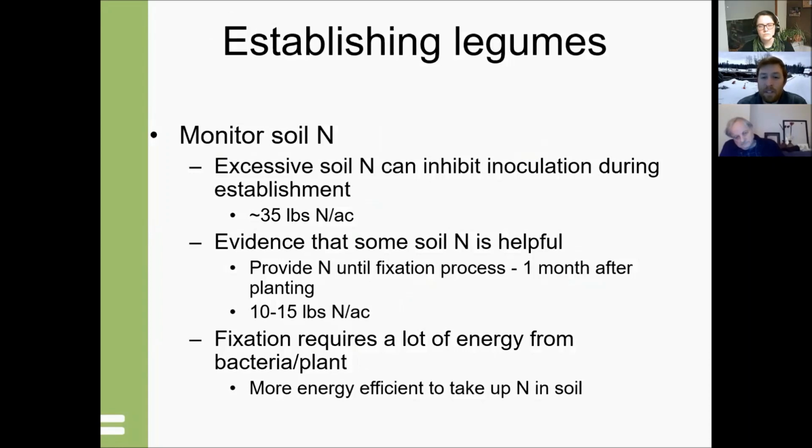However, there is some evidence that a little bit of soil nitrogen is helpful, basically to help those plants until the fixation process is able to start kicking in. From what I've read, around 10 to 15 pounds of nitrogen per acre is generally the ideal amount. But one thing to note is this fixation process actually takes a lot of energy. So if there is nitrogen available in the soil, the crop would rather take it up because it is much easier than taking it out of the atmosphere.